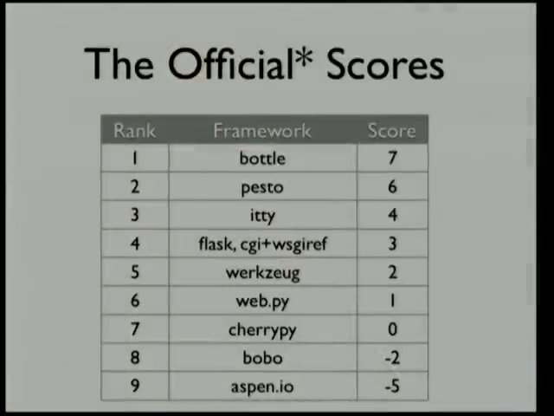So the official scores, according to me, Bottle, quite clearly the winner out of all of this. Although Pesto, which is more verbose because it's more explicit, still comes in a pretty close second. And Itty, a fair showing there. And again, I'm really not being fair to Aspen. I shouldn't have included it in the totals. But Bobo and CherryPy, CherryPy's got some neat features, but there's a fair bit going against it in my criteria.